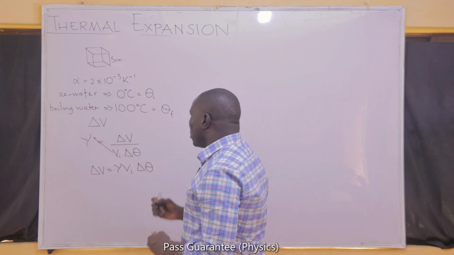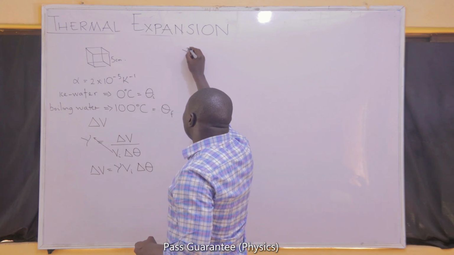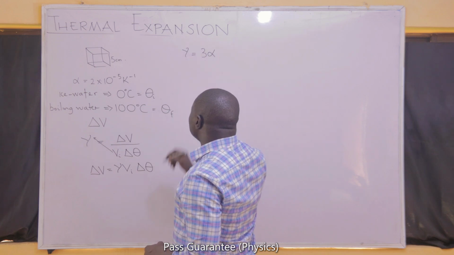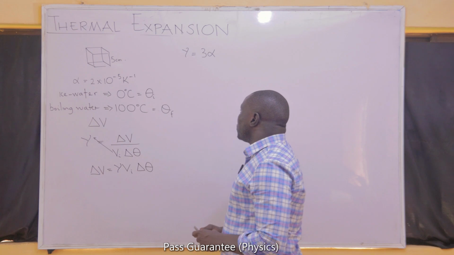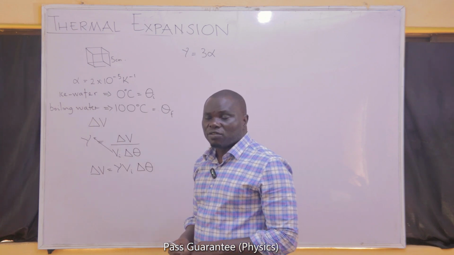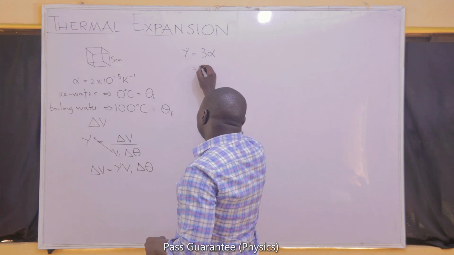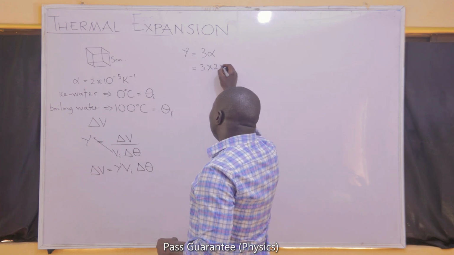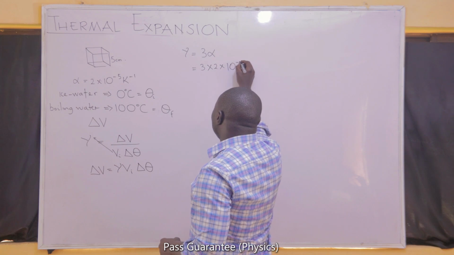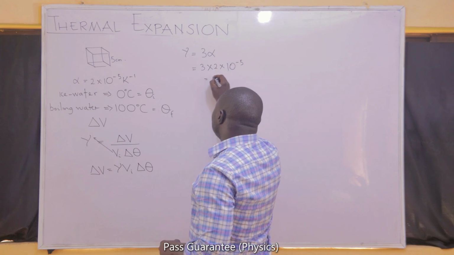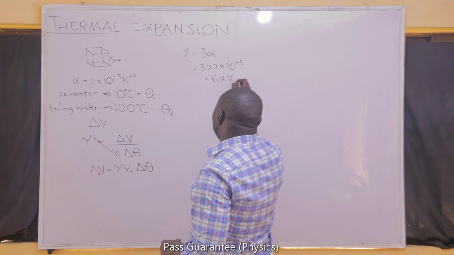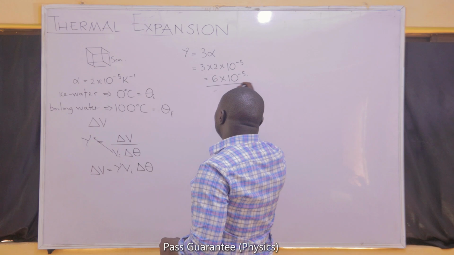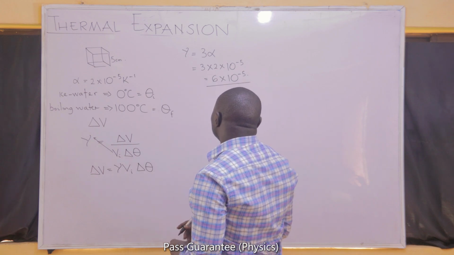We have to change it to cubic expansivity. And mind you, at the start of the class, I told you that the coefficient of cubic expansion is 3 multiplied by the coefficient of linear expansion. So we should have 3 multiplied by 2 times 10 raised to the power minus 5. And that should be 6 multiplied by 10 raised to the power minus 5. That is the coefficient of cubic expansion that we are going to use for this problem.